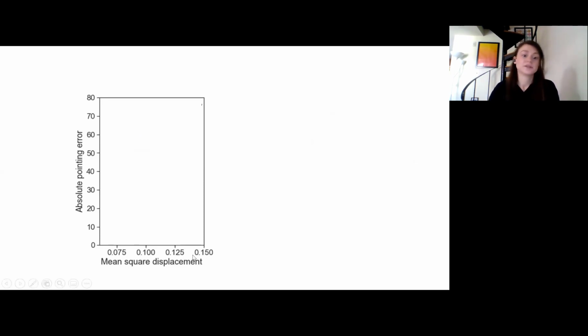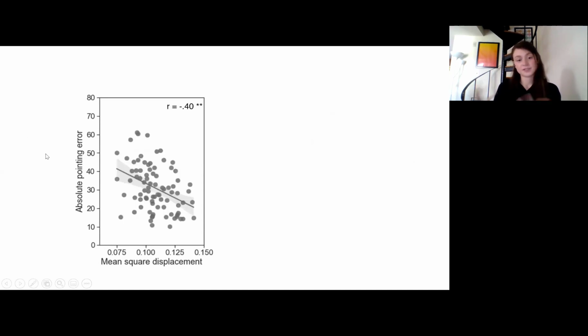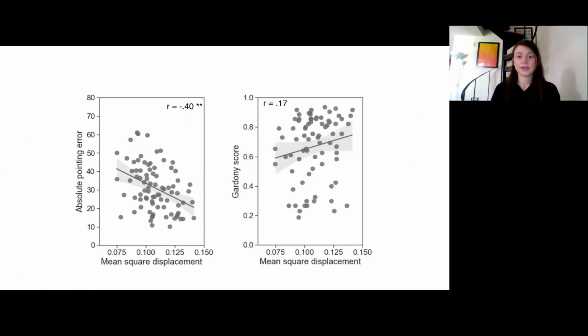What I'll be showing you now is the displacement on the x-axis and the pointing error on the y-axis. And again, we see that people who moved more rapidly had much better performance on the pointing task. But this wasn't related to their map scores, or at least not significantly. So it does seem that these measures are somewhat dissociable. I will also mention that when we enter both of these into the same model, they're both independently significant in this experiment, suggesting that they account for separate parts of variance.